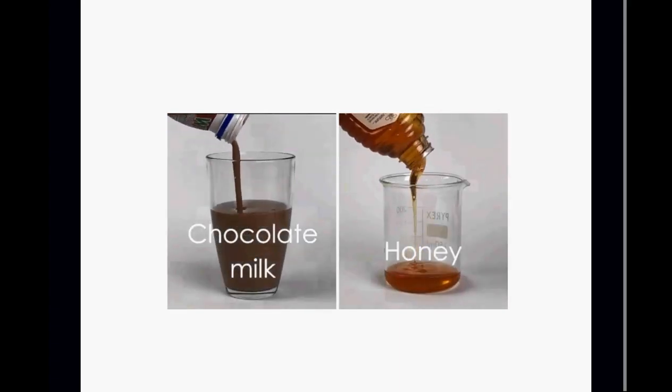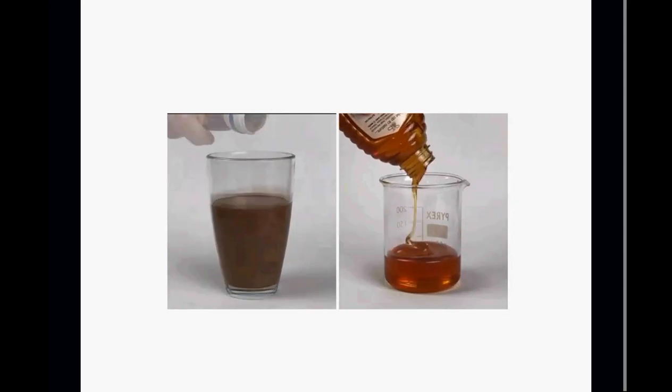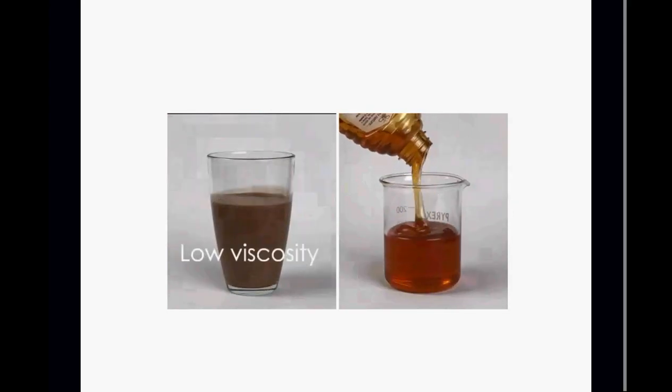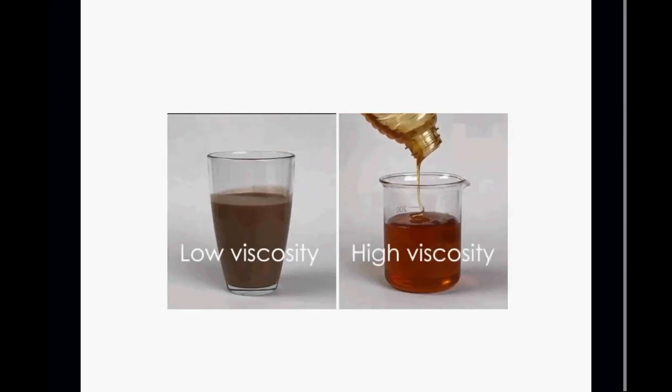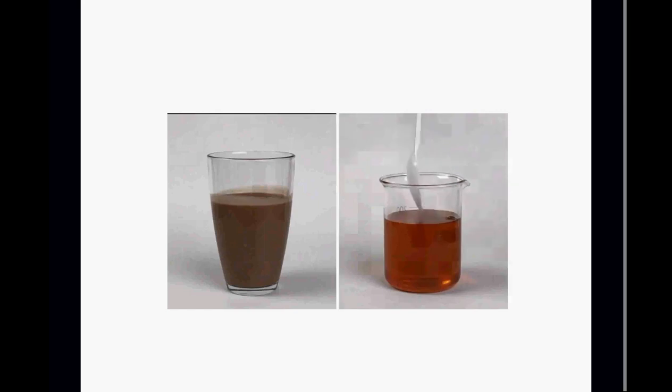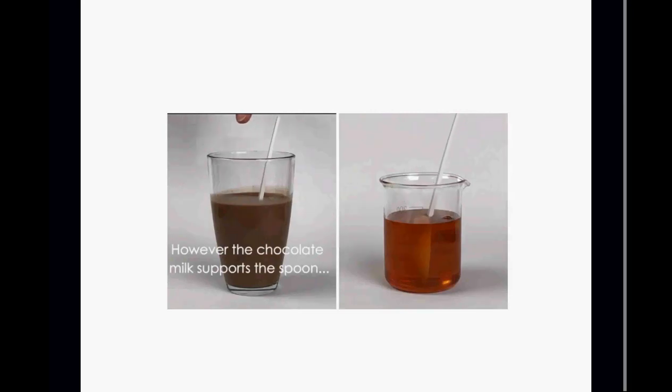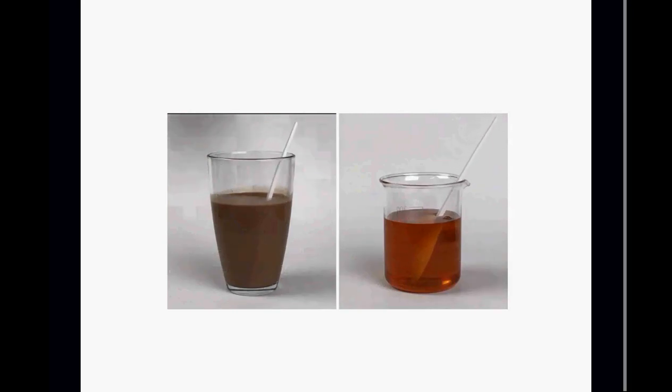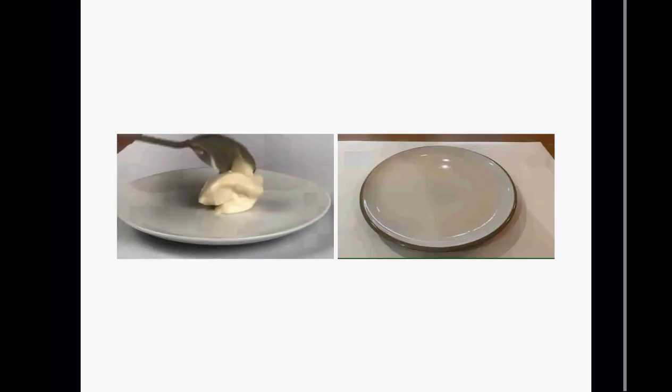What we can see here, on the left-hand side, you can see some chocolate milk. On the right-hand side, you see some pretty thick honey. Okay, so two very different products in terms of viscosity. But what we'll see is that with the chocolate milk on the left-hand side, you can actually get a spoon in there and you can get it to support the weight of that spoon. So you have a structure in here that's supporting the weight of that spoon, whereas the higher viscosity honey is not able to support the weight of the spoon. So there's something more to it than just looking at viscosity here.